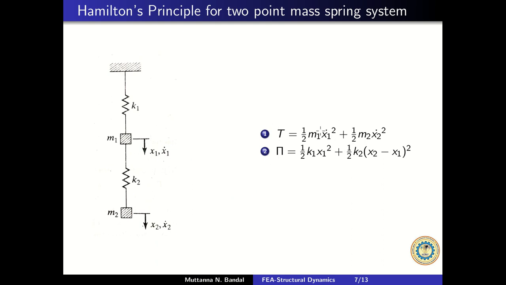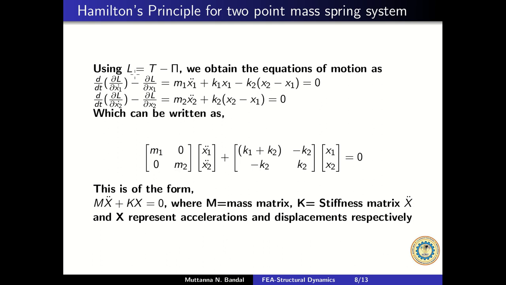So these are the energy terms, which define the Lagrangian: L is equal to T minus phi. Now using L is equal to T minus phi, we obtain the equations of motion as this. From Hamilton's principle, d by dt of dou L by dou x1 dot minus dou L by dou x1 is equal to m1 into x1 double dot.